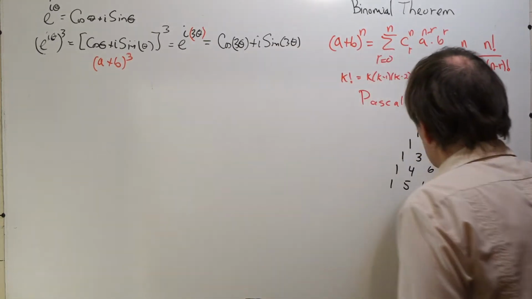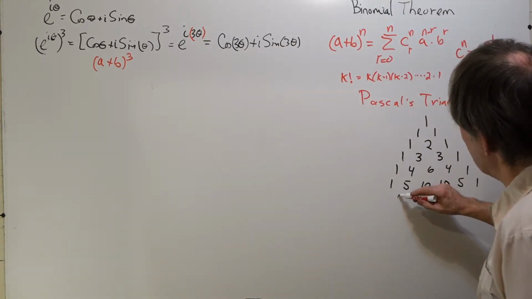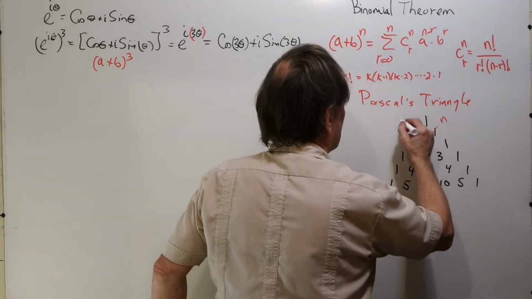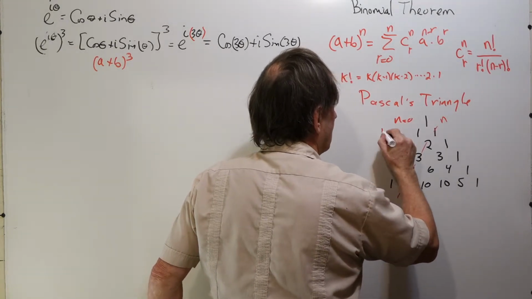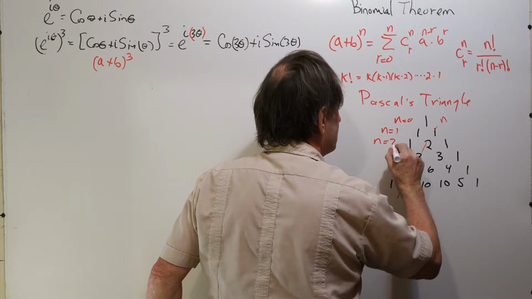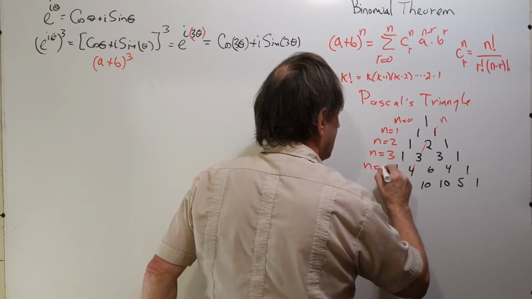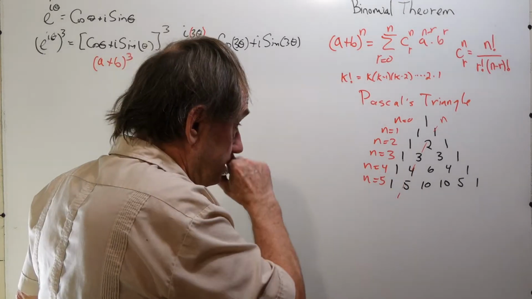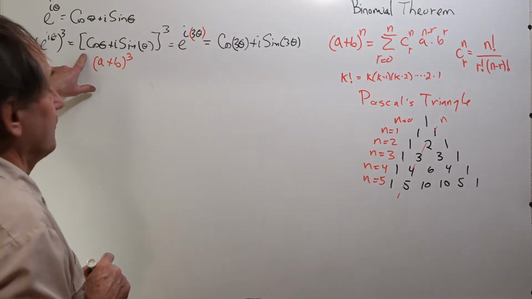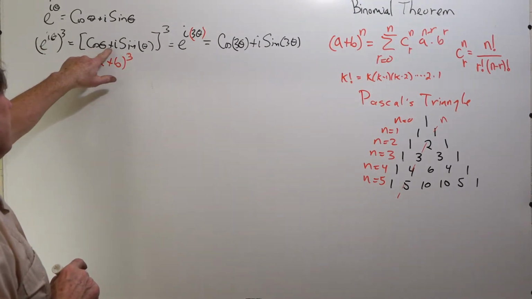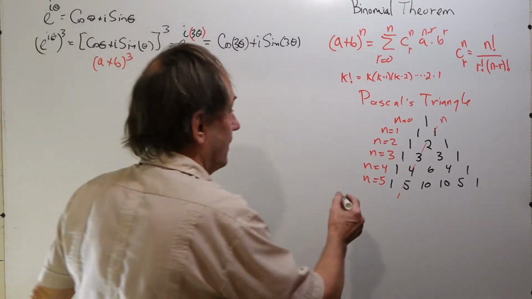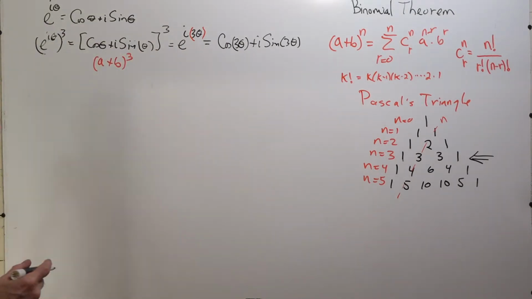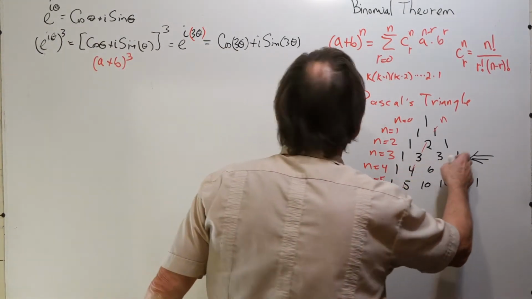Now, an interesting thing is if you look at the coefficient of the second term, it's always equal to n. So the first row is for n equals 0. The next row is for n equals 1. The next is 2. The next is 3, 4, and 5. So for this particular problem, where we have (cosine theta plus i sine theta) raised to the third power, we're going to be using the third row here. That gives us the coefficients, and we're going to have 4 terms.